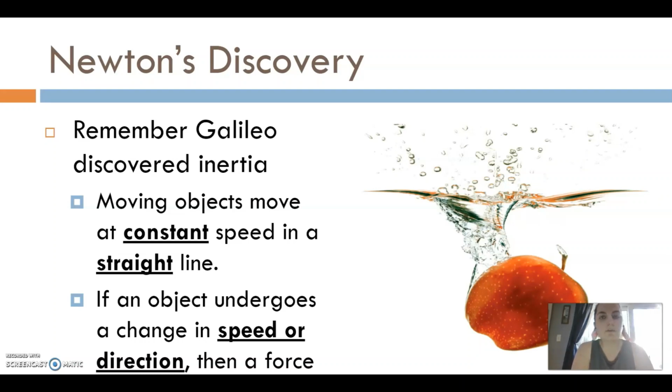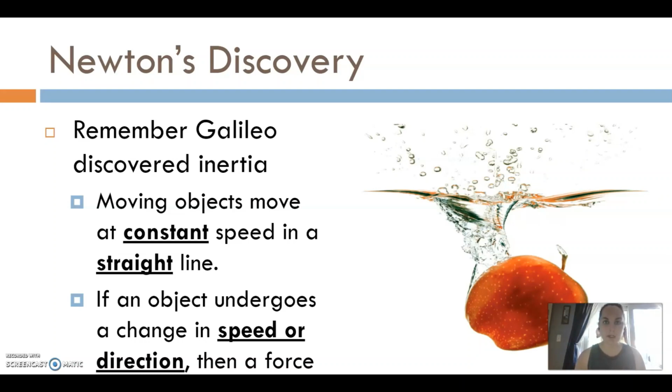That even goes for our planetary objects. If they weren't affected by any other forces, they would stay in a straight line at a constant speed. It's not until an object undergoes a change in speed or a change in direction that a force is responsible. Think back to Newton's second law: F is equal to ma. If you need something to accelerate, changing direction or changing speed, then a force is required.